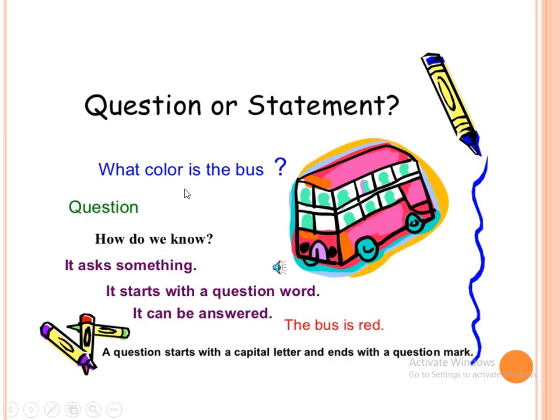What color is the bus? What color is the bus? Can you answer this one? Yeah, it's red. Or, as I can see it here, it's pink. Very good. Now, if you can answer it, so it's a question sentence or a statement? Question. Very good. Because when I'm asking someone something, I must find the answer.